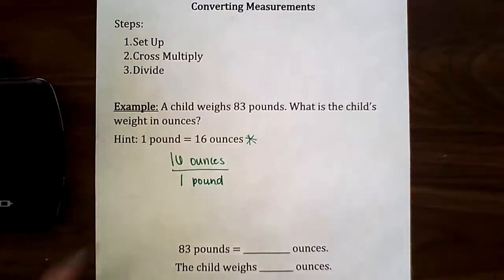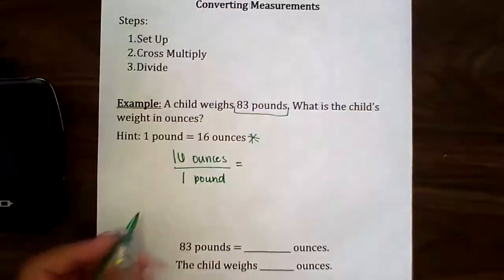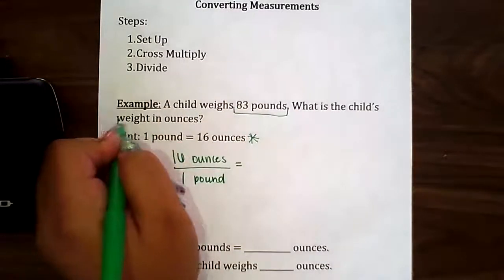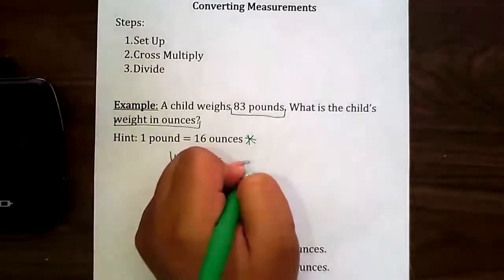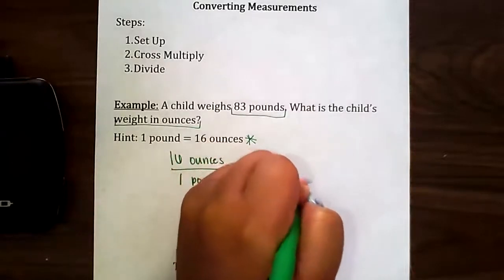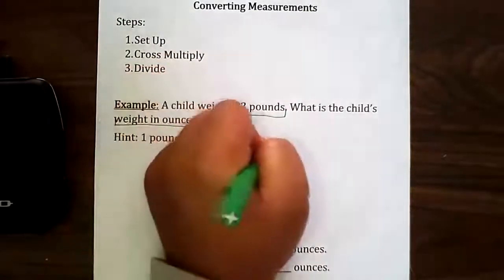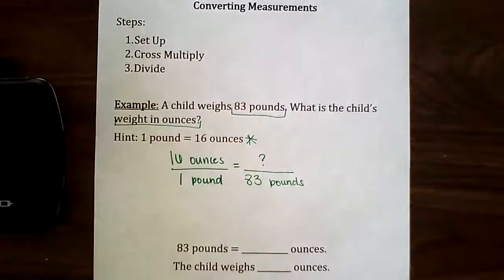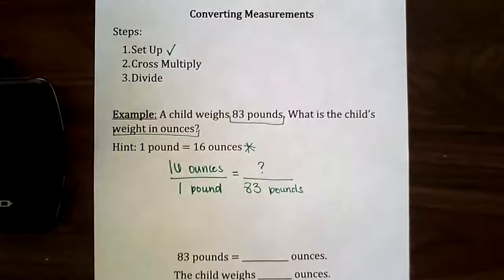So now I want to set up the other side. Well, if I go to my problem, it says the child weighs 83 pounds and I'm looking for the weight in ounces. So that means 83 pounds has to line up with the pounds. And that means if I'm looking for the weight in ounces, this is my unknown because I'm looking for ounces. So we've set up our proportion for converting our units of measurement.